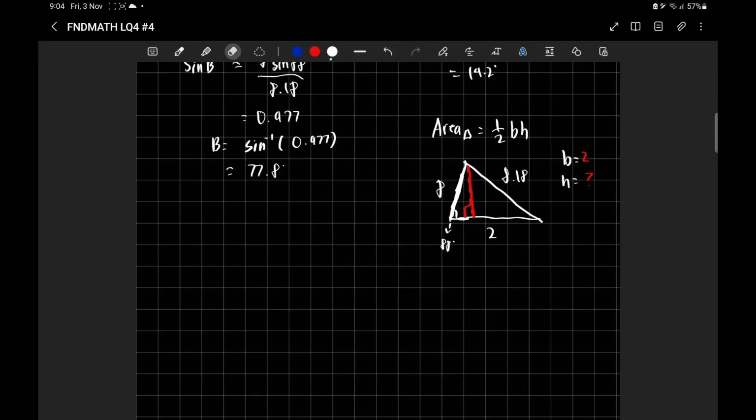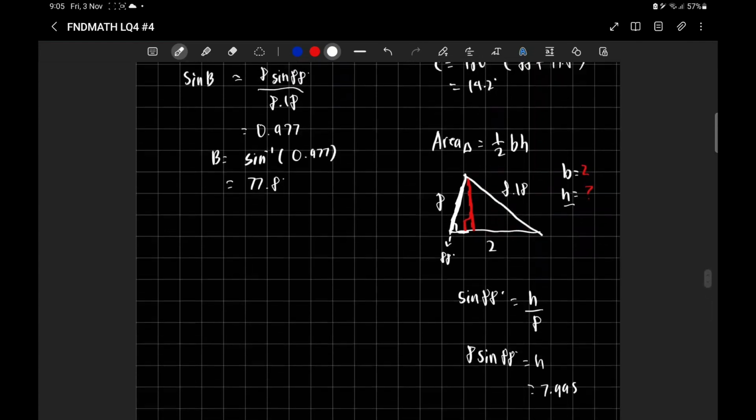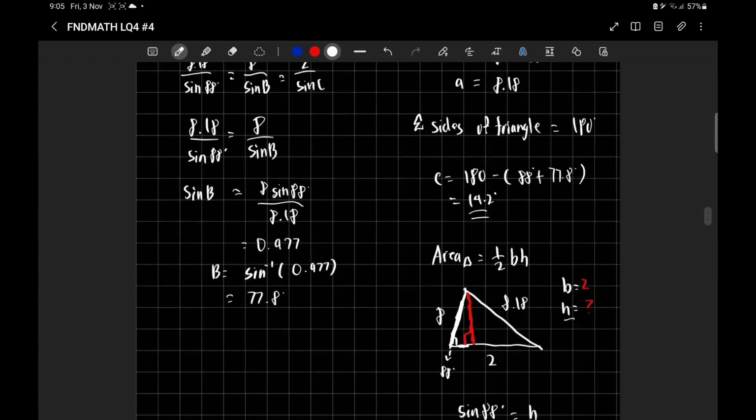So, sine of 88, para mahanap siya, is equal to the height or the opposite side over the hypotenuse of 8, right? So 8 sine 88 degrees is equal to its height. So let's try to solve for it. So we get 7.995, or just equal to 8 actually. But we're just trying to retain the decimals para di tayo kulangan katulad kanina.